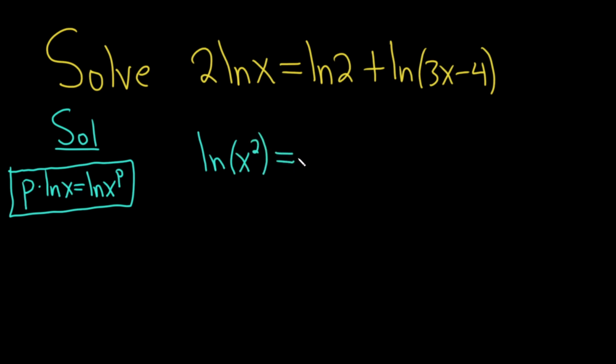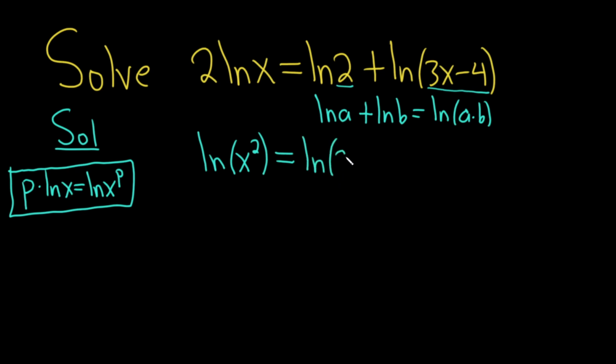This is equal to, over here we can use another formula. It says if you have the natural log of a plus the natural log of b, that's equal to the natural log of a times b. This one is called the product rule for logarithms. So here our a is 2 and our b is 3x minus 4. So this is the natural log of 2 times parentheses 3x minus 4. Okay, we're in a much better place now.